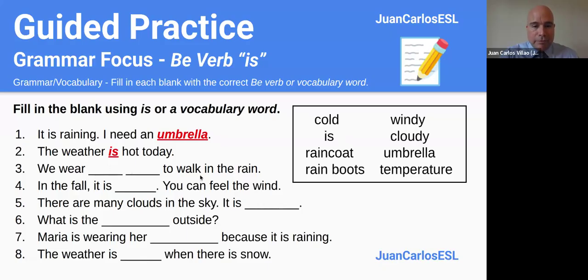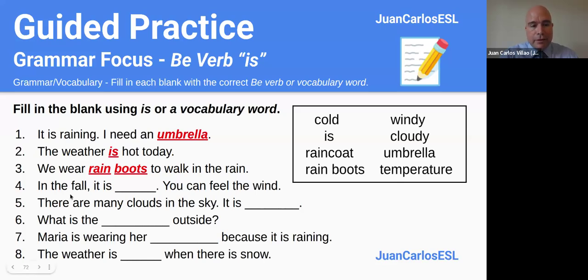Entonces, ¿qué le corresponde? Estamos hablando de nosotros, ¿qué nos ponemos para caminar en la lluvia? We wear blank blank to walk in the rain. So we wear rain boots to walk in the rain. Nosotros nos ponemos botas de lluvia para caminar en la lluvia.